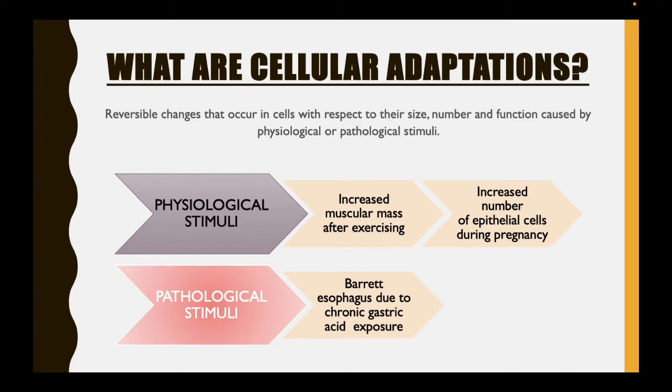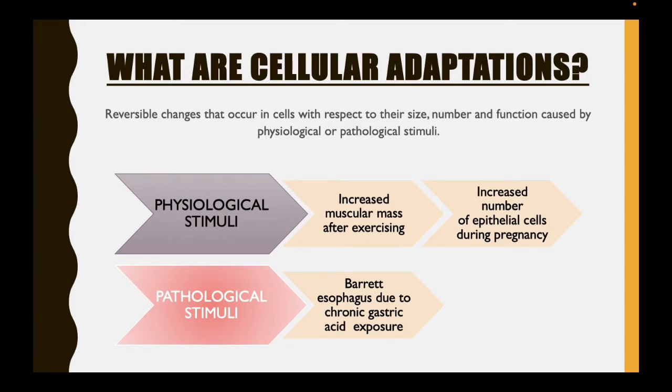The next example we can see is the increased number of epithelial cells during pregnancy. So during pregnancy, we need to have an increase in the number of epithelial cells in order to support the growing fetus inside the womb. If we don't have this increased number, then the fetus will not be able to survive.